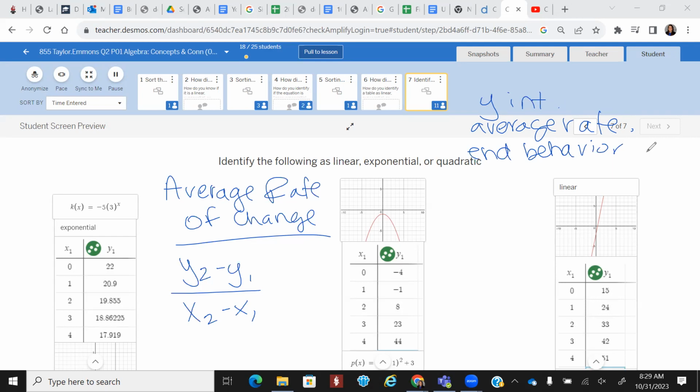So let's go ahead and talk through which one has the highest y-intercept. Now you might be given a table, you might be given an equation, or you might be given a graph. It just depends. But looking at our table here, our y-intercept is when x is 0, what's our y value? Which one of these, the exponential, quadratic, or linear, has the highest y-intercept? Exponential has the highest y-intercept.